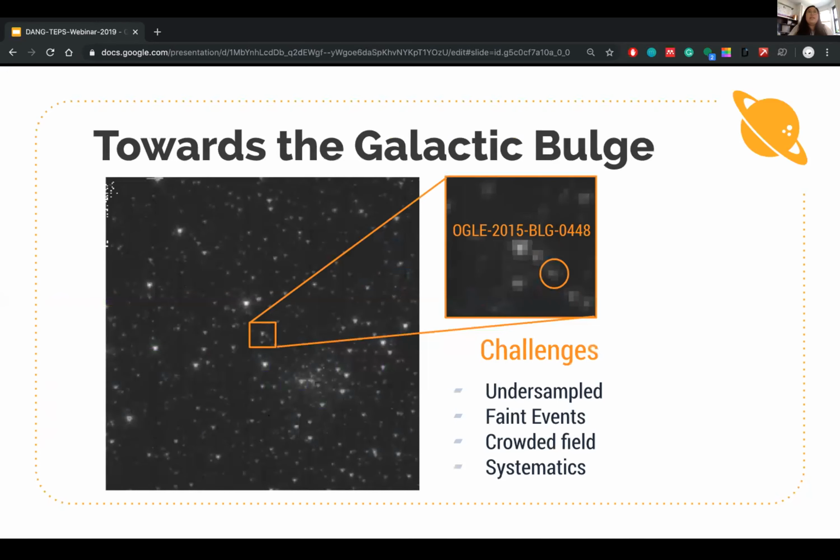So what I'm showing here is an example of a microlensing observation with Spitzer. What we're looking at is an event called OGLE-2015-BLG-0448. And right off the bat, you can see some challenges in getting really good precision photometry with this image. The pixels are fat, some of the events are very faint. You're also looking at a very crowded field, so you get a lot of blending. And on top of that, you have all the instrumental noise that comes with the detector and the space telescope.